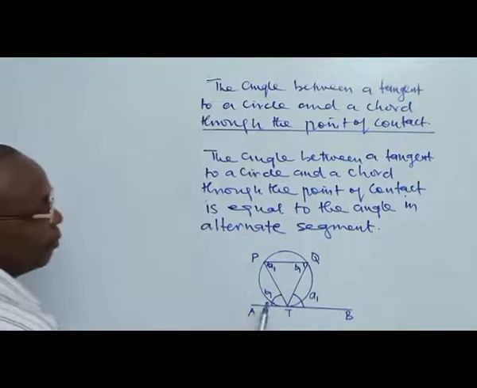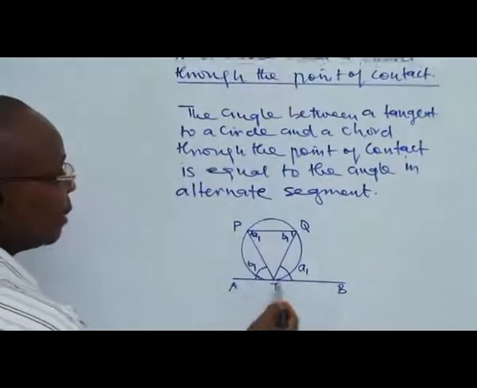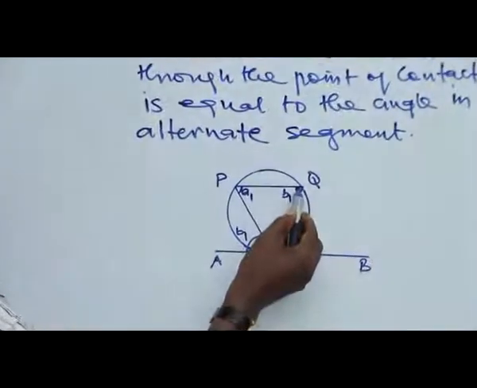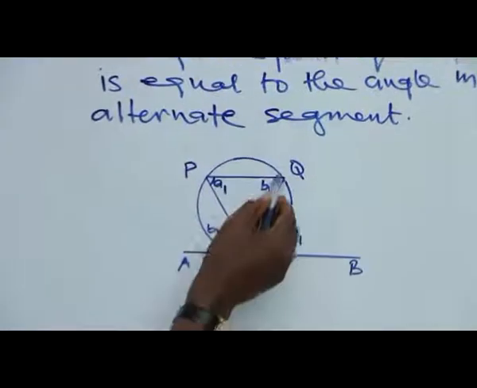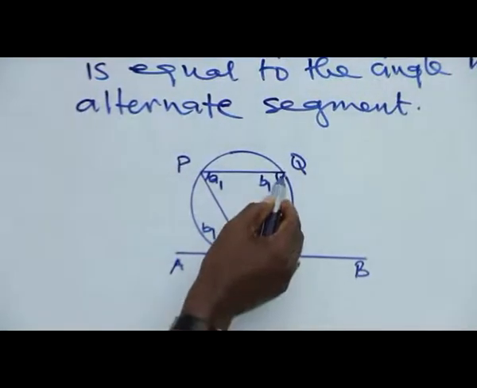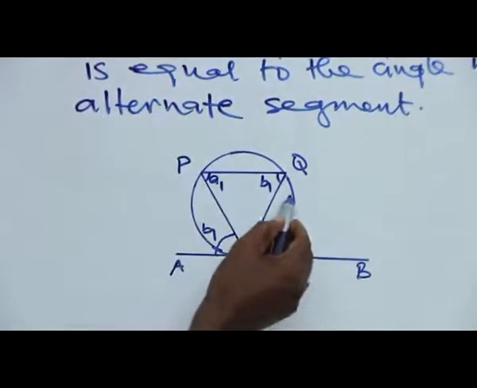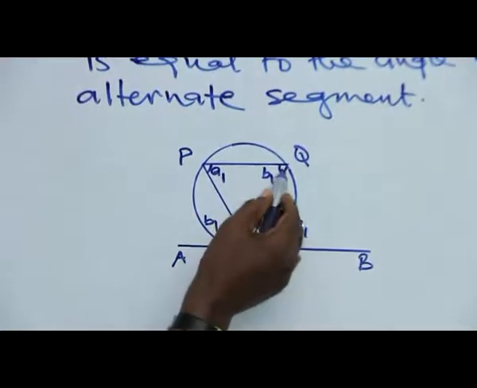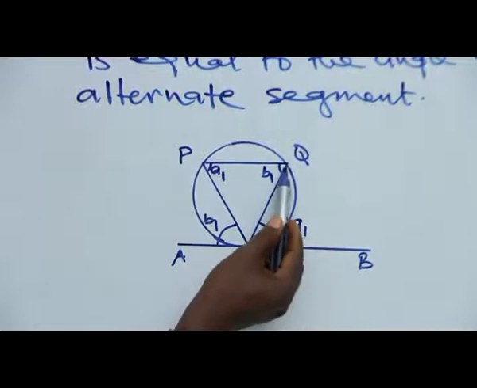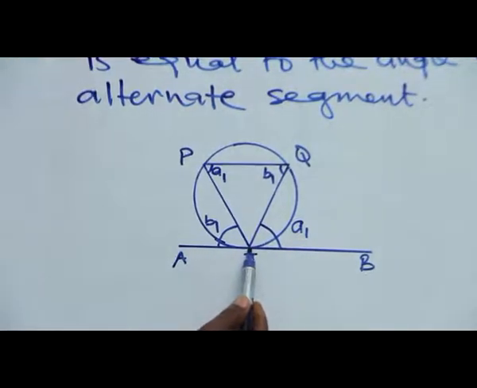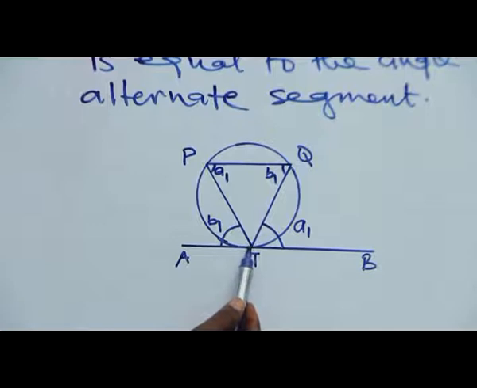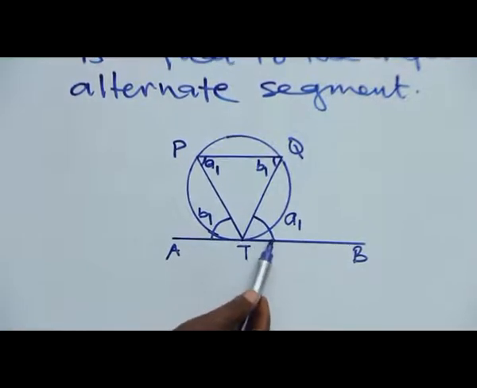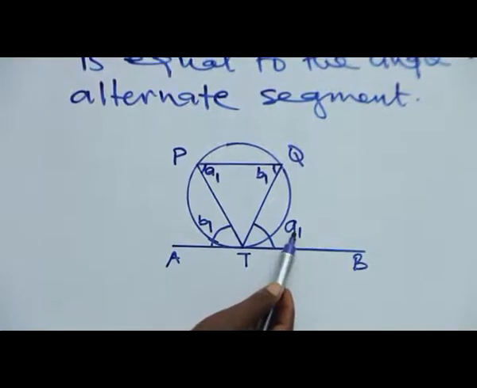Now let's see this diagram here. Here is the tangent and here is a chord. A chord touches the circumference of a circle without necessarily passing through the center. If it passes through the center of the circle, it becomes a diameter. So a diameter is a special chord. Now here is a chord, QT, and it's touching the tangent at this point. An angle is formed between the chord and the tangent. I will call it A1.